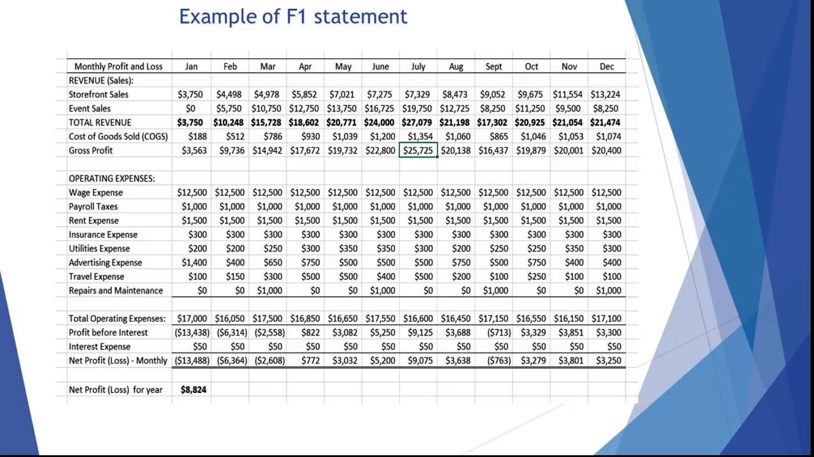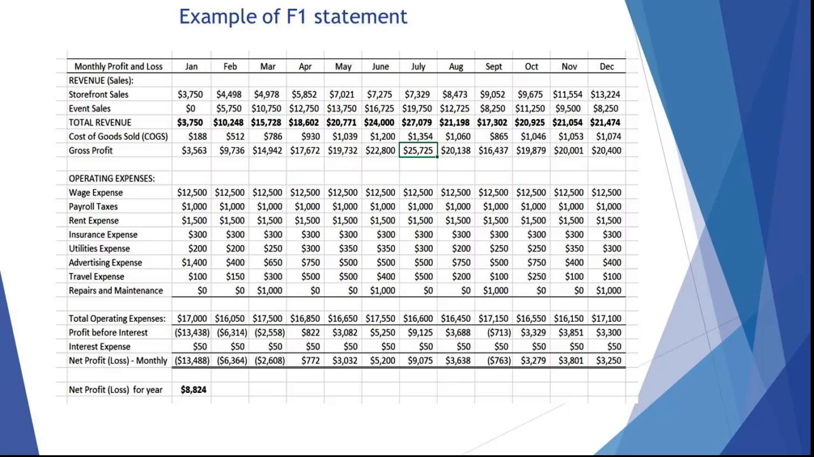So we can see with this bakery example, they have some wage expense, payroll taxes, rent, insurance, utilities, advertising, travel, and repairs and maintenance. So it can help at this point to go back through your plan, read what you've talked about, and identify some of those expenses and things that your company may need to spend money on in order to operate throughout the year.